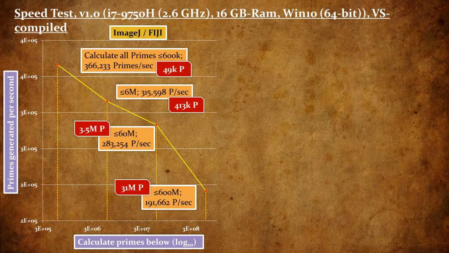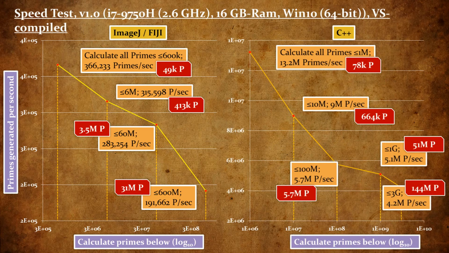And here we can see what the C++ version is actually capable of. Calculating all primes that are smaller than 1 million, that's about 78,000 primes, can be done at a rate of 13.2 million primes per second.